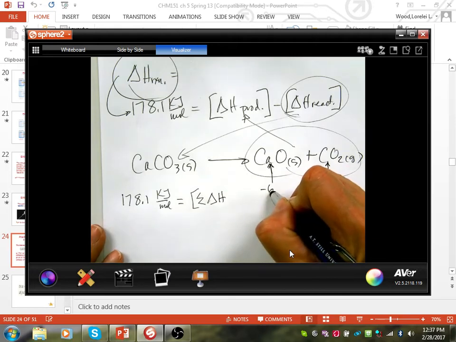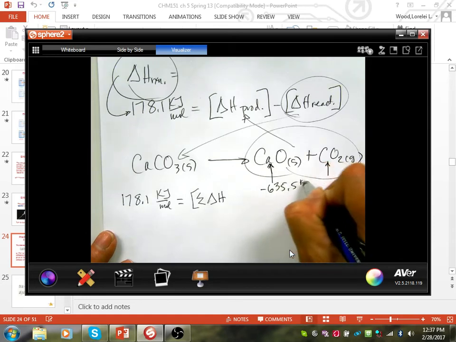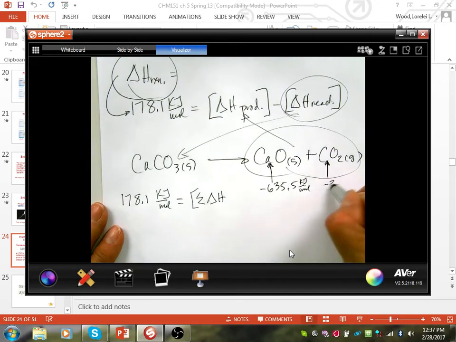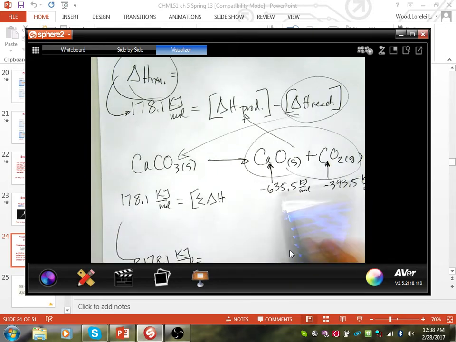Negative. What is it? Thank you. Kilojoules per mole. What's the enthalpy for carbon dioxide? Okay, so I can work that out here. 178.1 kilojoules per mole is equal to, I'm going to sum these up, right? I got negative 635.5.